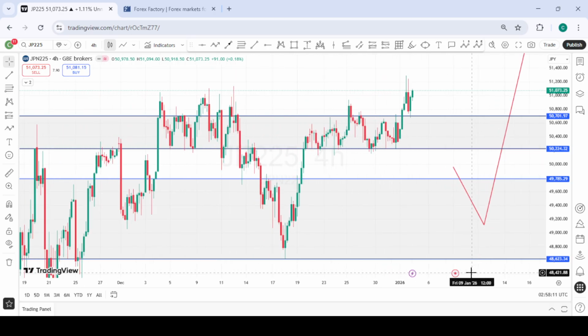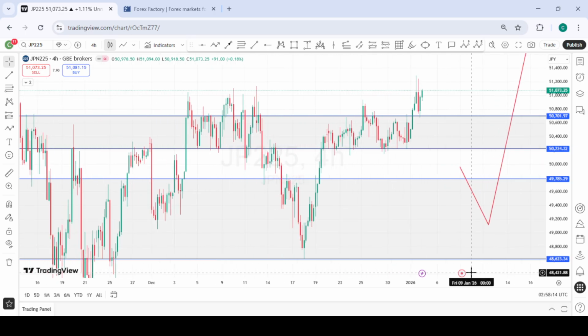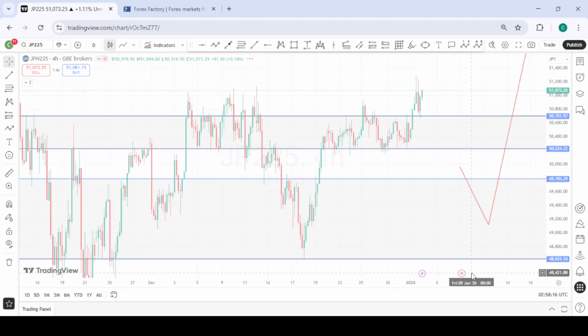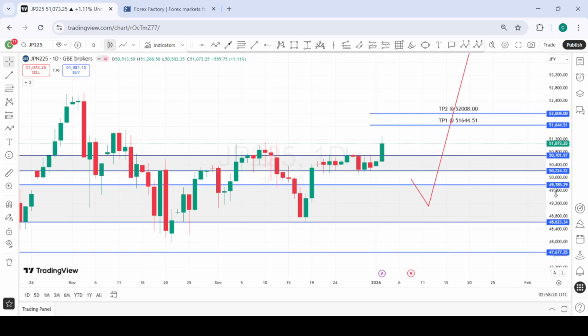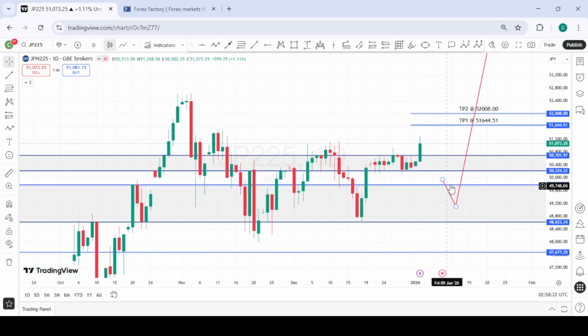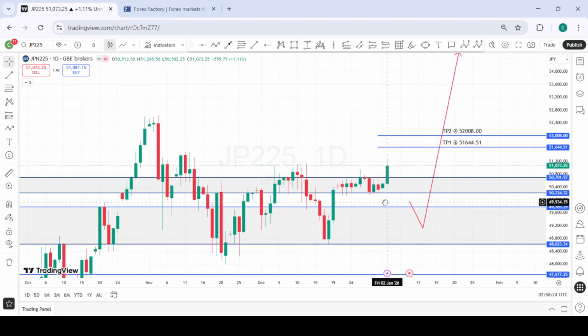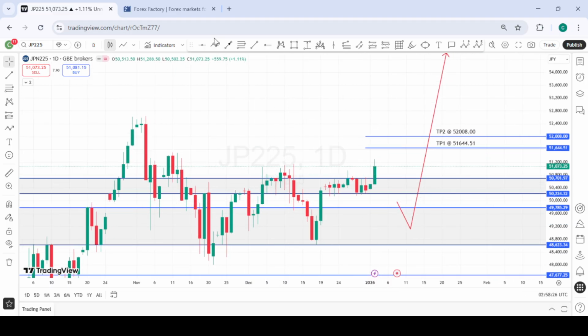So finally, for the indexes, we have JPN 225 or the Nikkei 225. Last week we were anticipating that price was going to pull back into the area of interest we have here, but price never made its way here. So going into next week, if we get a pullback into this area of interest we have here, we'll look for buying opportunities here and continue to the upside.